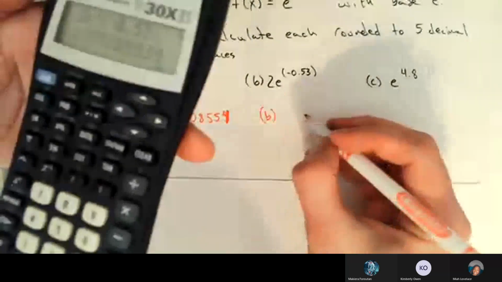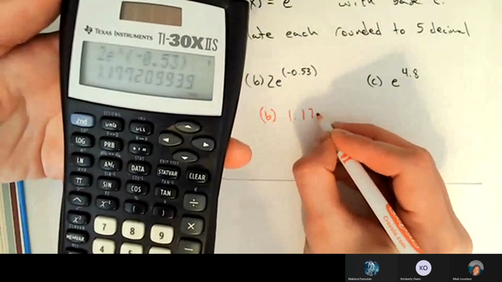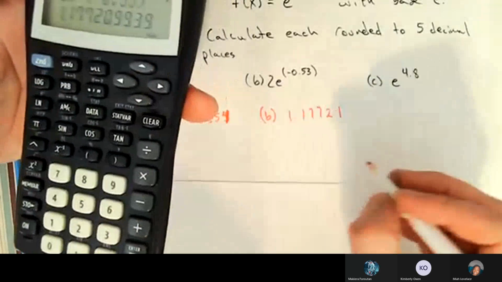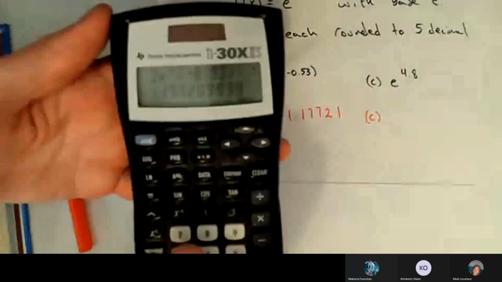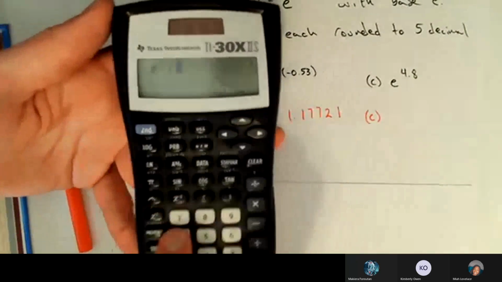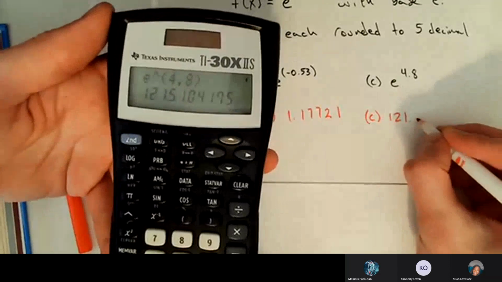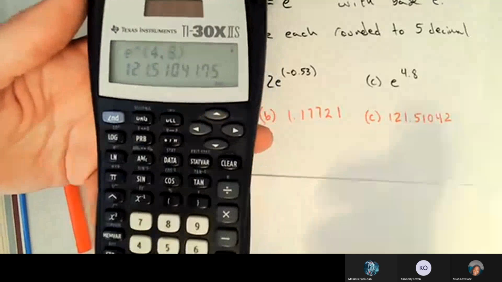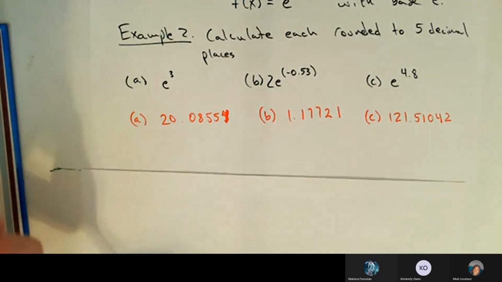Now, when I round this, I'm going to have 1.17721. Okay, and then part C, e to the 4.8. So again, just e raised to the 4.8, close parentheses, 121.51042 when I round that. Make sure you know how to use your calculator, how to plug this stuff in, how to evaluate it, and how to round appropriately.